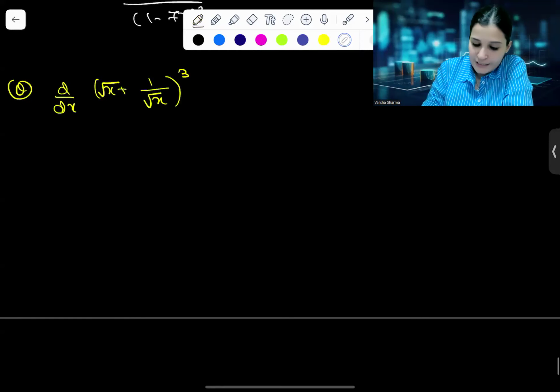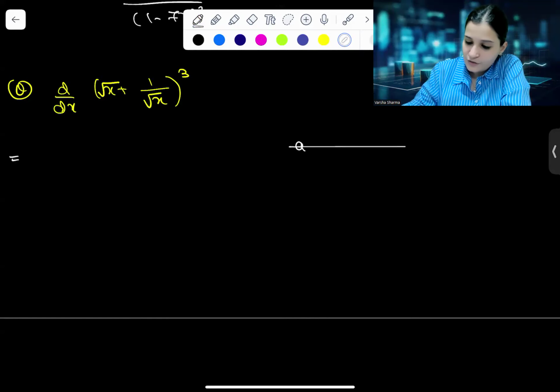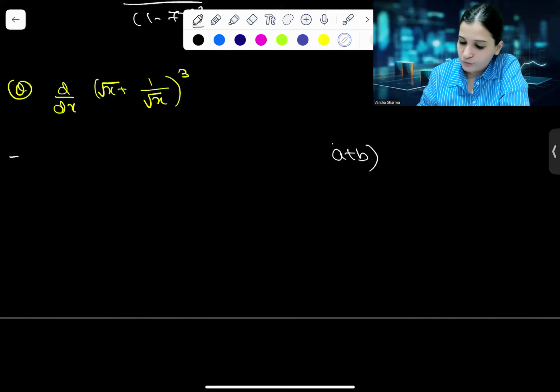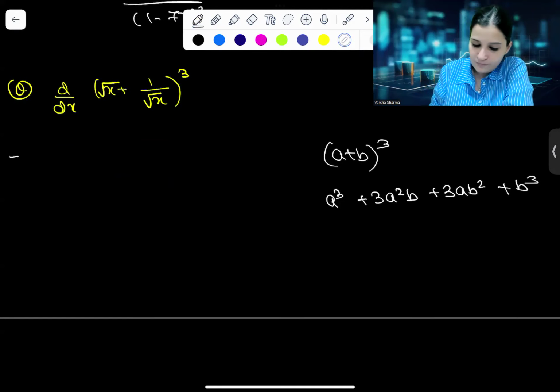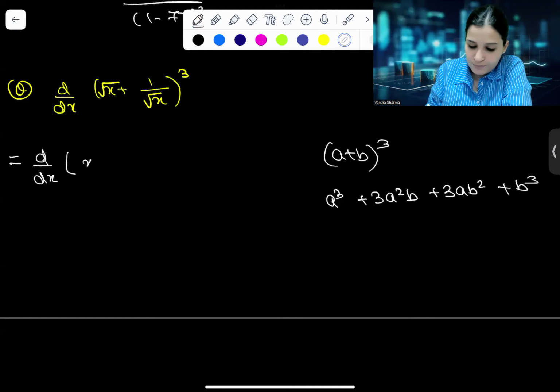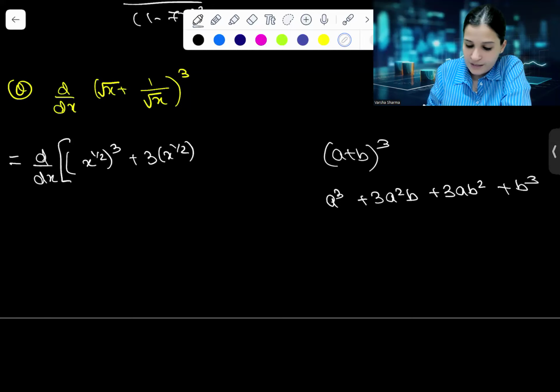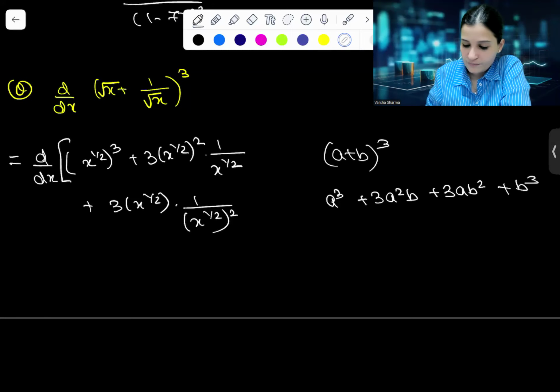In this particular sum, what can we do? We can open the whole cube. So, a plus b whole cube is a cube plus 3a square b plus 3ab square plus b cube. So before differentiating, we have to simplify. So root x is basically x power half, right? x power half cube, plus 3 into x power half square into 1 by root x, plus 3 into x power half into 1 by root x square, plus 1 by root x cube.